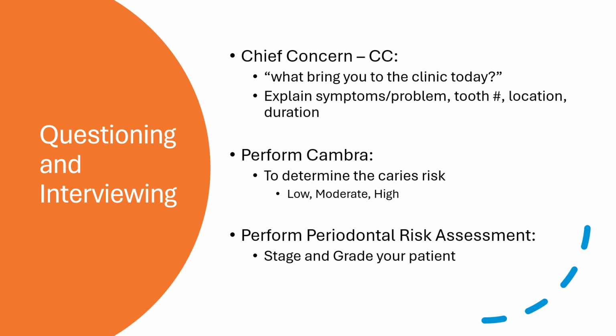This will be in your flip chart, and this is going to determine the patient's caries risk, whether they're low, moderate, or high. Then you will perform the periodontal risk assessment. This is the grading and staging process of your patient. You will do this through your radiographs and through your clinical assessment.